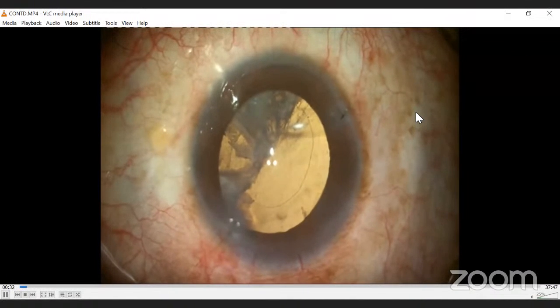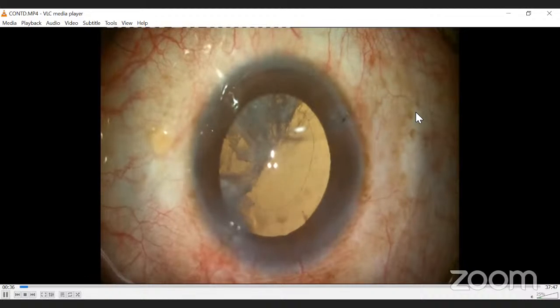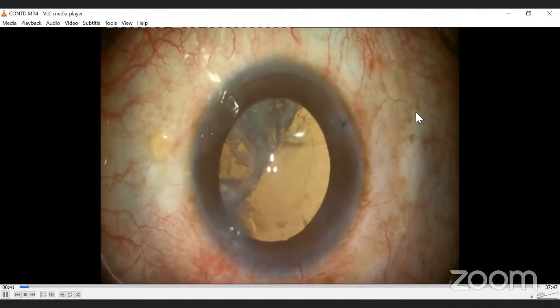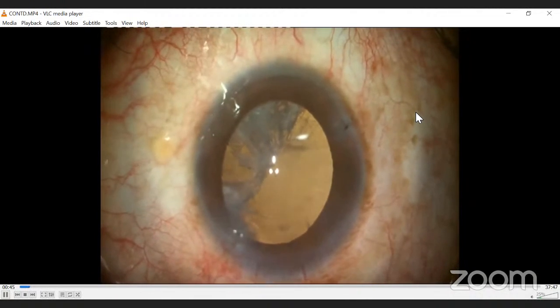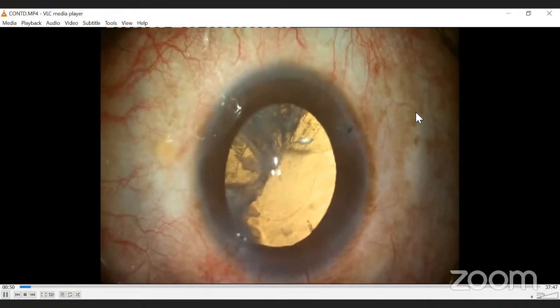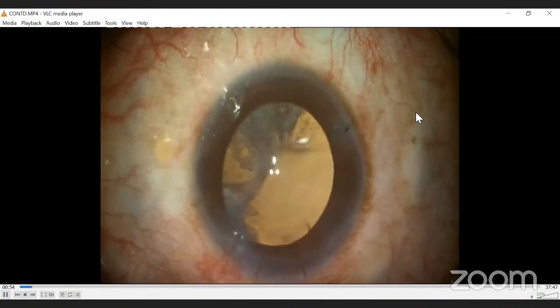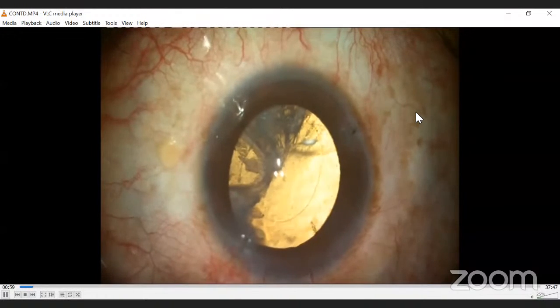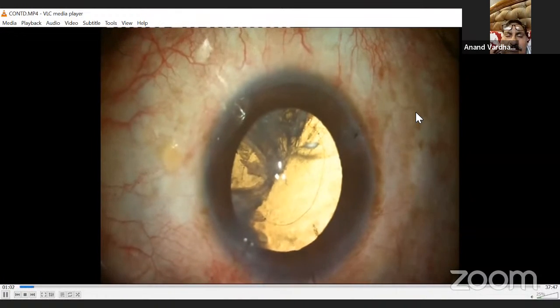So this is how the eye of the patient looked when we went for the second intervention. We had partially left in the cortex because of the area of the vitreous where it was trying to come out, and the rest of the cortex was cleared.